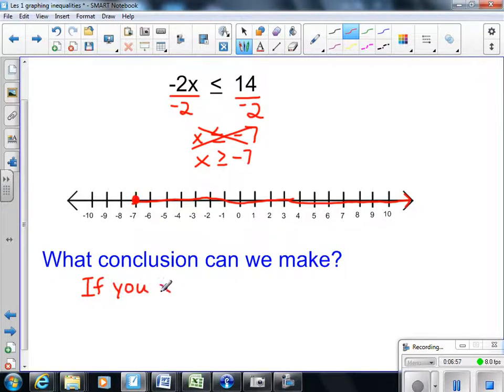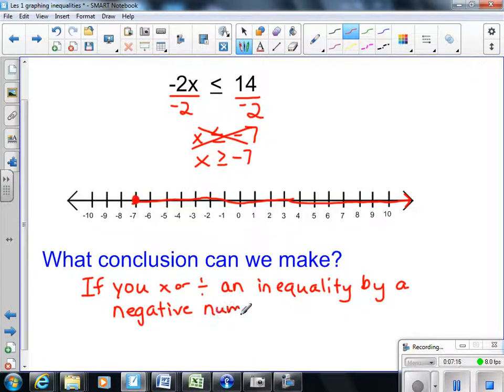So the conclusion we can make is that if you multiply or divide an inequality by a negative number, you must switch the inequality symbol. Switch or reverse the inequality symbol.